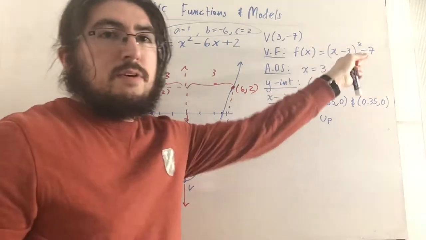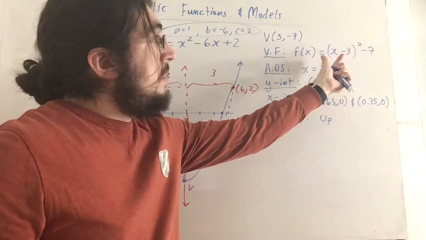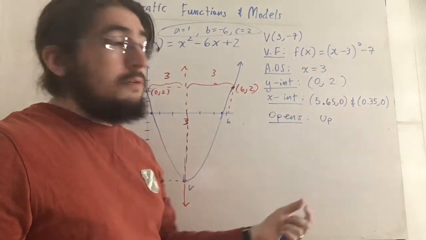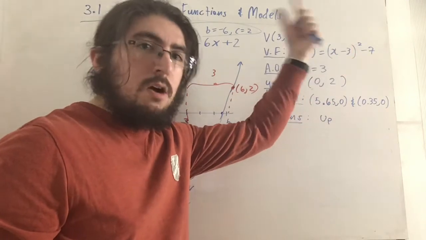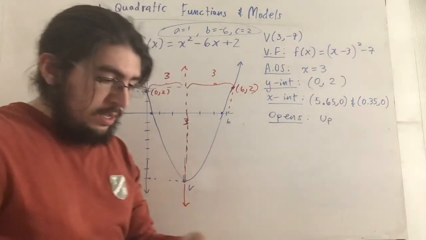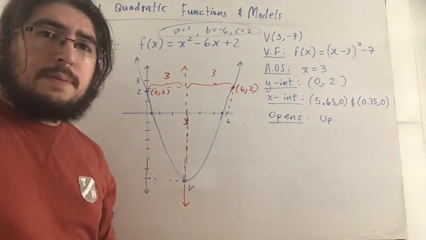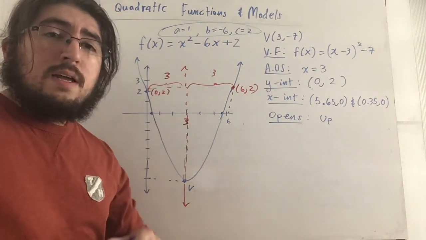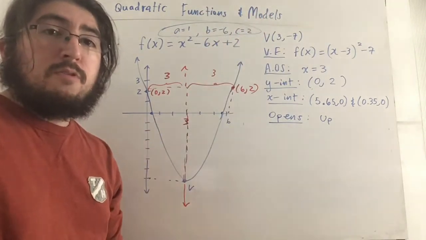Alternatively, you can plug it into vertex form, of course. 6 minus 3 is 3. Squared is 9. 9 minus 7 is 2. 0 minus 3 is negative 3, which is also 9 when you square it. Minus 7 is 2. Perfect. So that's the last thing I wanted to speak of in this example. I'm going to do one more example and then we'll move on finally to an application problem where we can talk about these models I was referring to earlier.